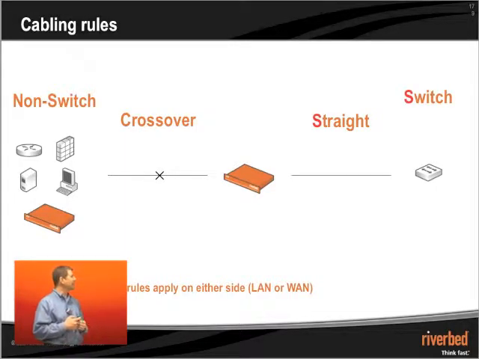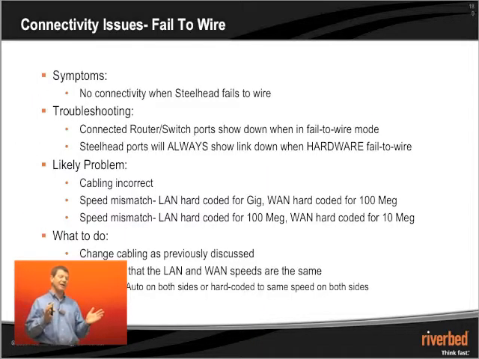Next, let's look at a connectivity issue wherein we have fail to wire. Everything's functioning correctly, but then if somebody pulls the power plug on the steelhead appliance, there's no connectivity. When we look at troubleshooting, we notice that the router and switch ports show that they're down when in fail to wire mode, and the steelhead ports always show link down when the hardware is in fail to wire. The likely problem again is that the cable is incorrect or that we have a speed mismatch problem.